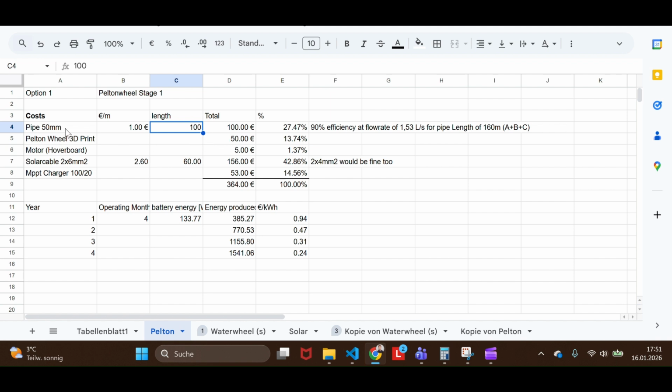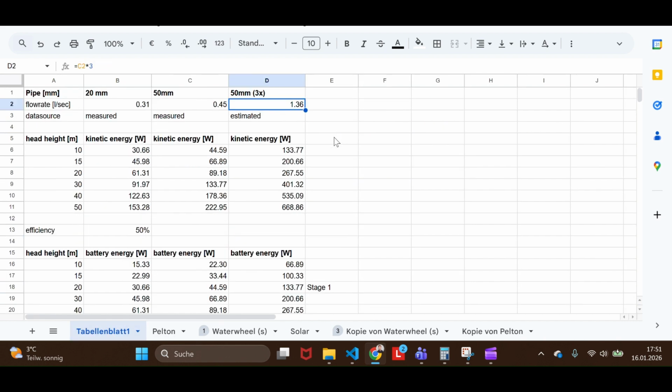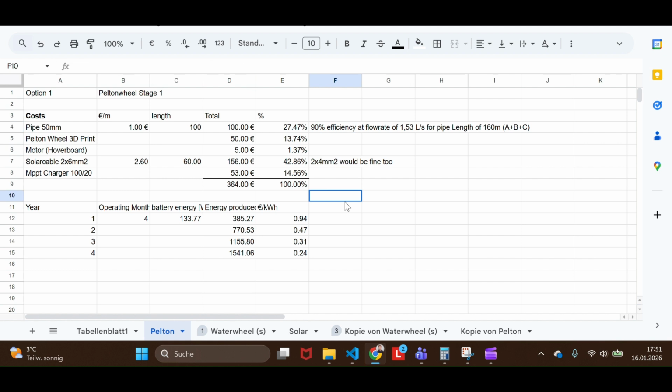With this 50 millimeter pipe, I'm already set to go to sections A, B, and C, so to establish stage 2. You can see with a pipe length of 160 meters and a flow rate of 1.5 liters per second, I'm still at 90% efficiency. I'm planning right here with a flow rate of 1.36, so I have some room to play with.